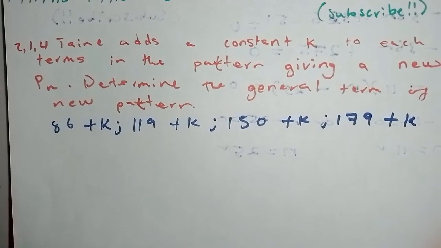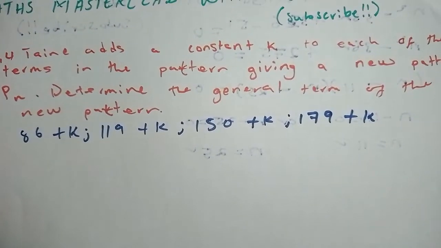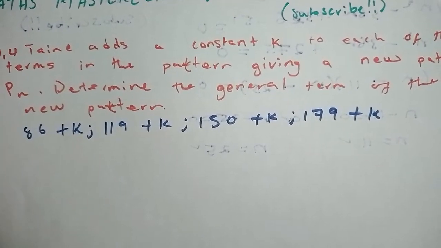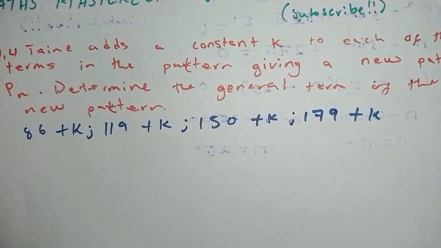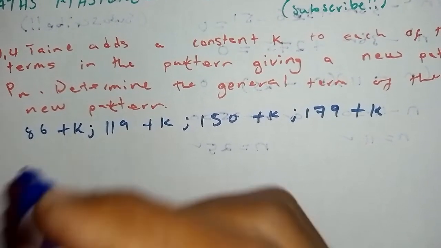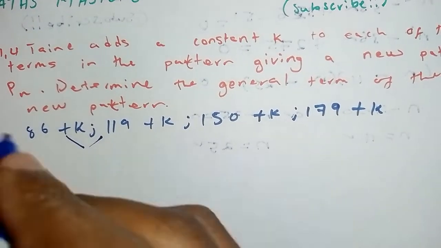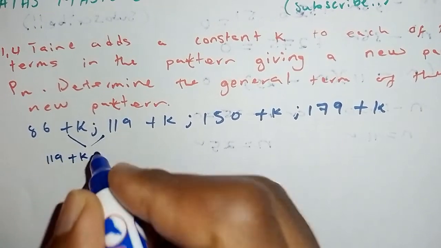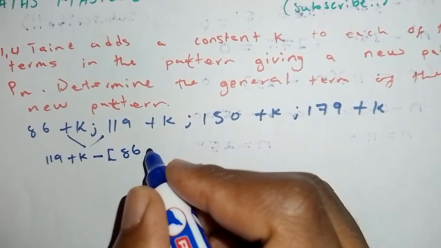So now they want us to determine the general equation of this. How can you determine the general equation? The only way is by determining the values of a, b, and c. Then we can determine the general equation. Now how can you determine a? We can just subtract: I'm going to have 119 plus k minus 86 plus k.